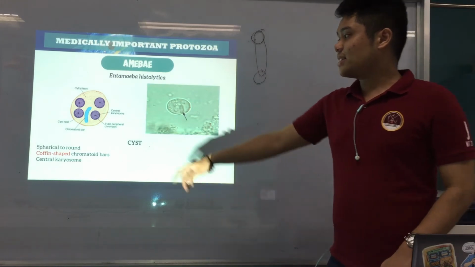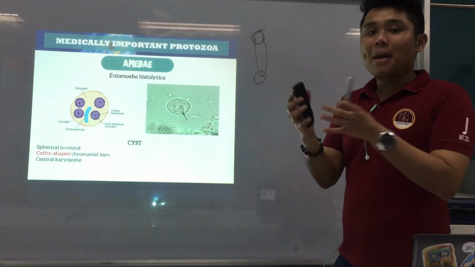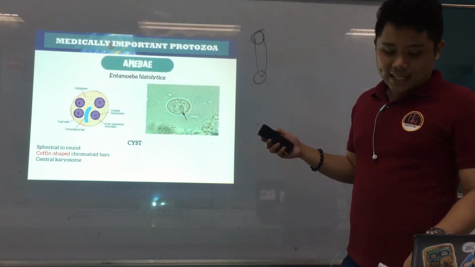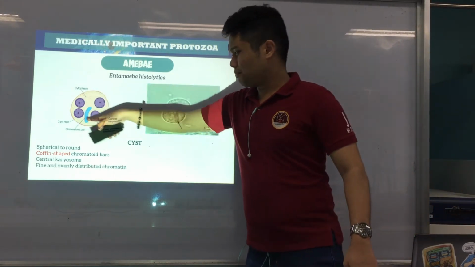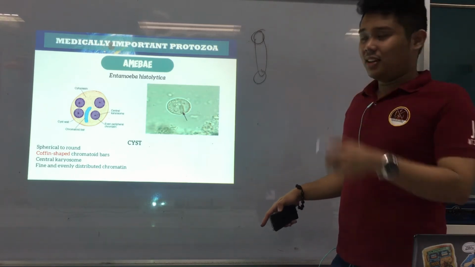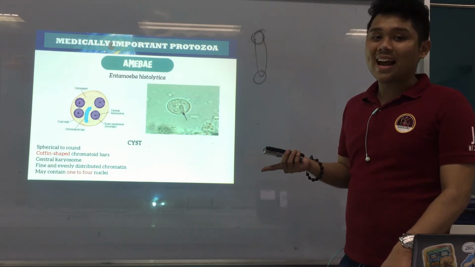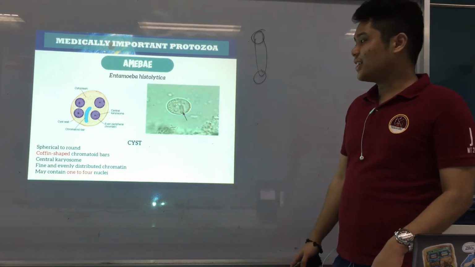Aside from that, you have a central karyosome, this dot there. Karyosome is a mass of chromatin, so nuclear material. Central, so it's in the middle. And fine, evenly distributed chromatin. So clear, smooth is the appearance of the chromatin. And it may contain 1 to 4 nuclei, and a mature one consists of 4 nuclei, alright? Okay, so this is the appearance.